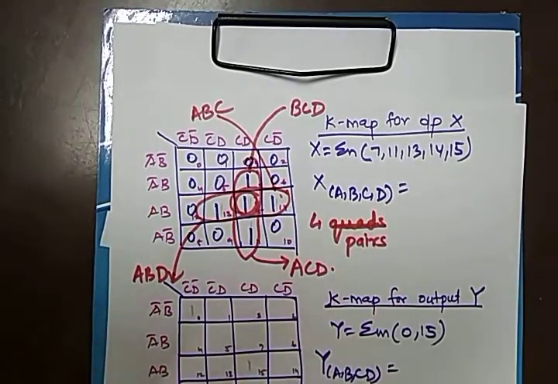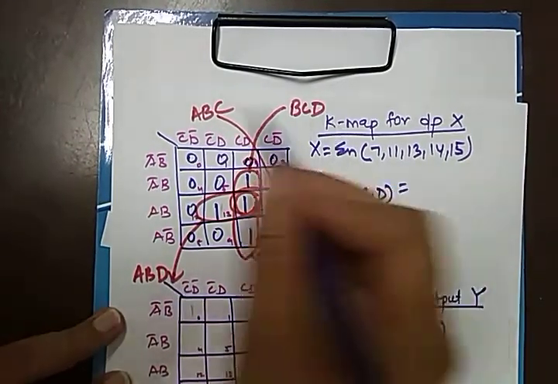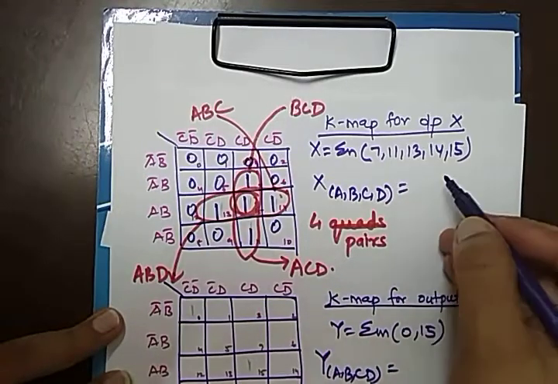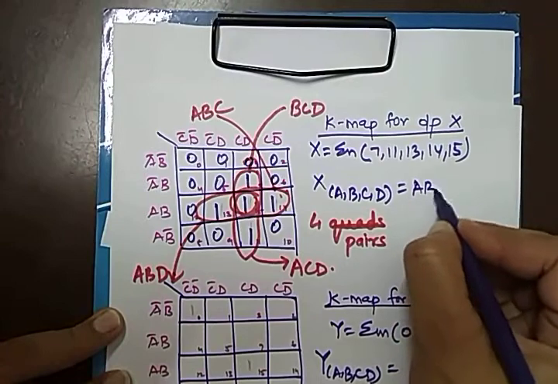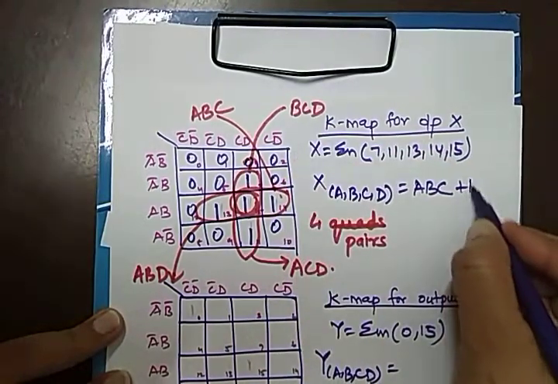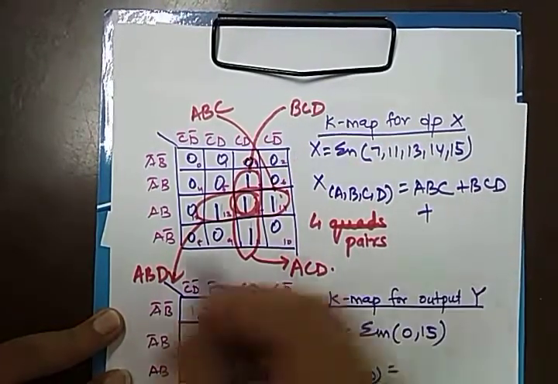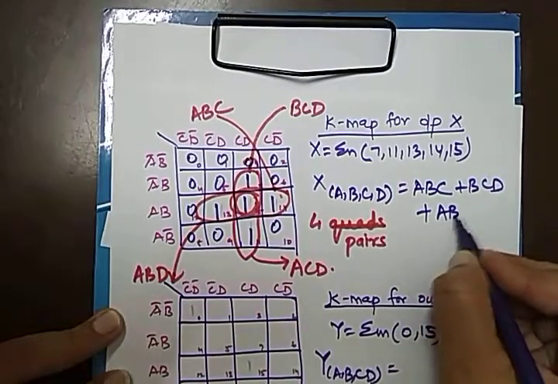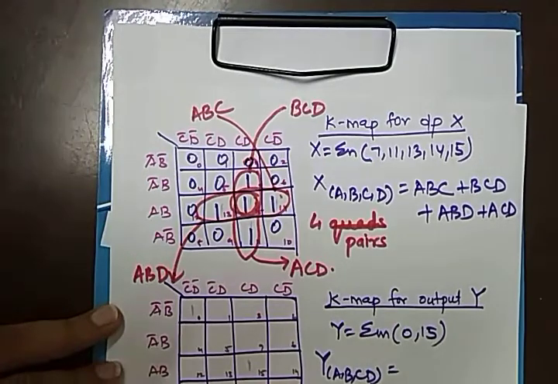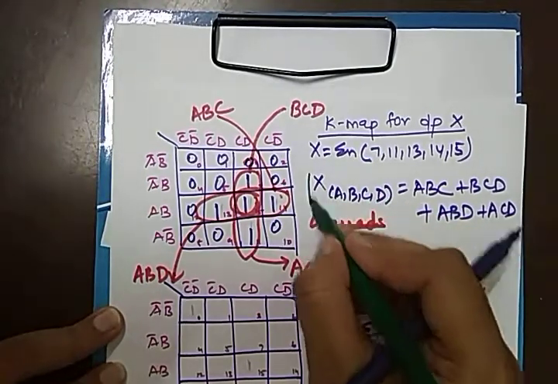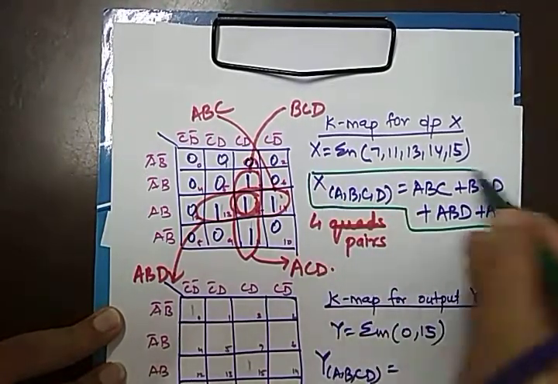We may write x now as the sum of all these 4 pairs. So let us just write those. This is ABC plus BCD plus ABD plus ACD. So this is the function that we have found for the output X.